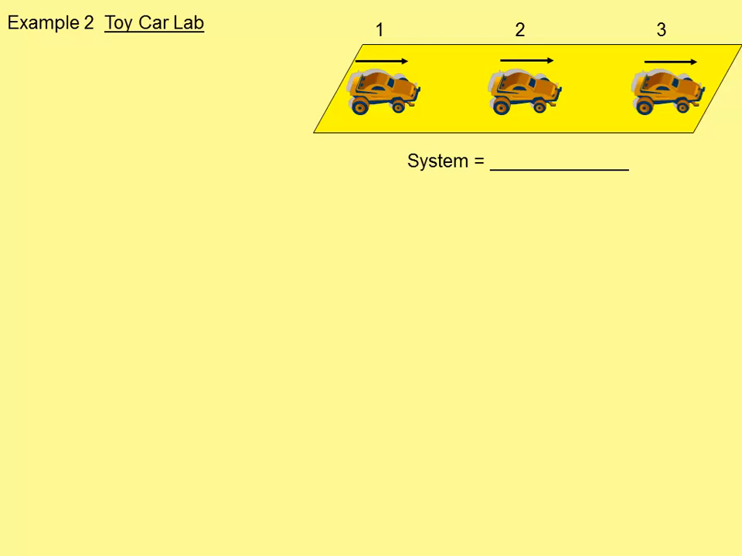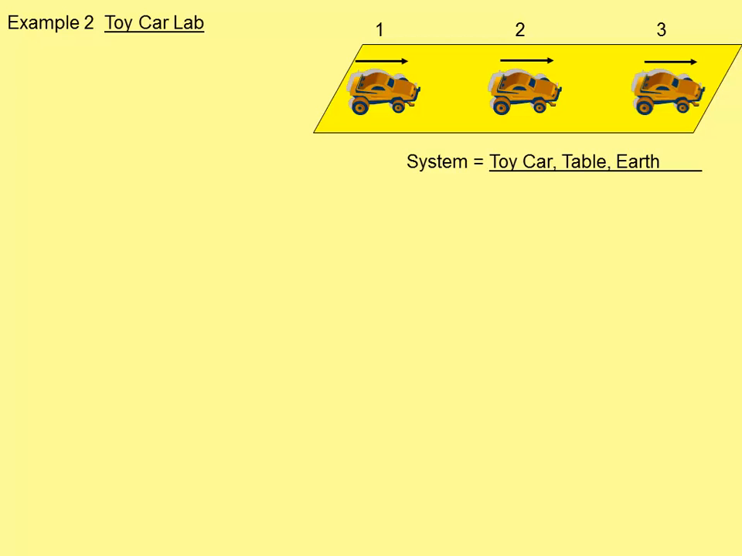Now a system is composed of objects, of things. So the first obvious thing we might want to put in the system is the toy car itself. The second one might not be as obvious, that's the table. And then the third one, the Earth. We're always going to want to put the Earth in the system, as you'll see why in a moment.